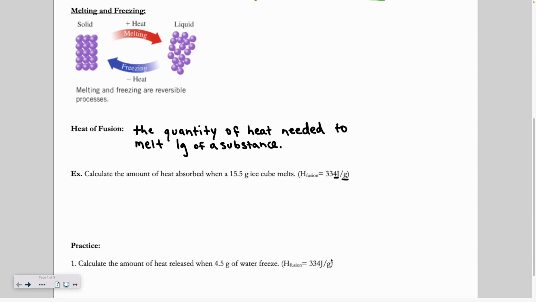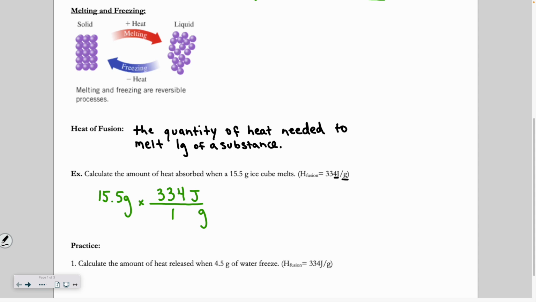So let's do this practice problem. I start off with 15.5 grams of ice, and I want to figure out how much energy or how much heat is absorbed. So I'm going to get out of grams and I'm going to get into joules. And I'm going to use my heat of fusion here, so 334 joules for every 1 gram.